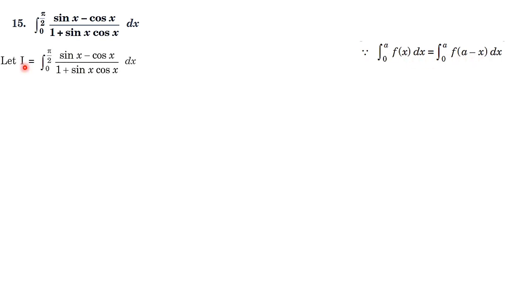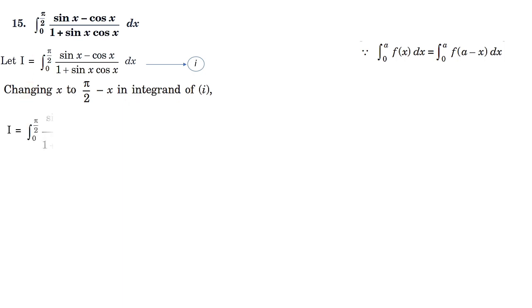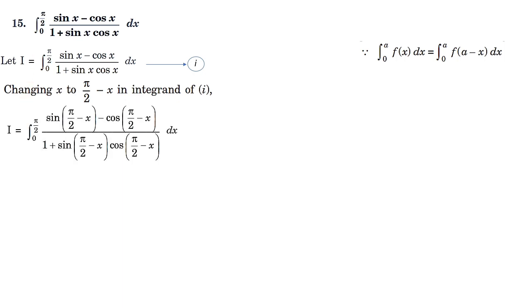Let the given integral be I is equal to the integral from 0 to pi by 2 of (sin x minus cos x) by (1 plus sin x cos x) dx. Label it as equation number 1. Then apply the property. That means for f of a minus x, we change x to pi by 2 minus x in the integrand of 1. It's not necessary to write it out, we can directly write it also. That's what we have done in the previous questions.